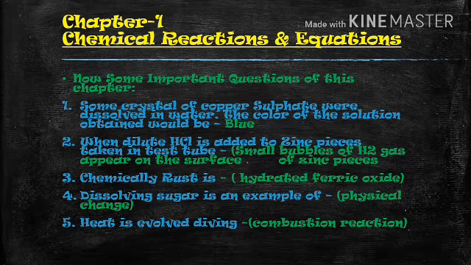Question number 3, chemical rust is a hydrated ferric oxide. Question number 4, dissolving sugar is an example of physical change. Heat is evolved during a combustion reaction.